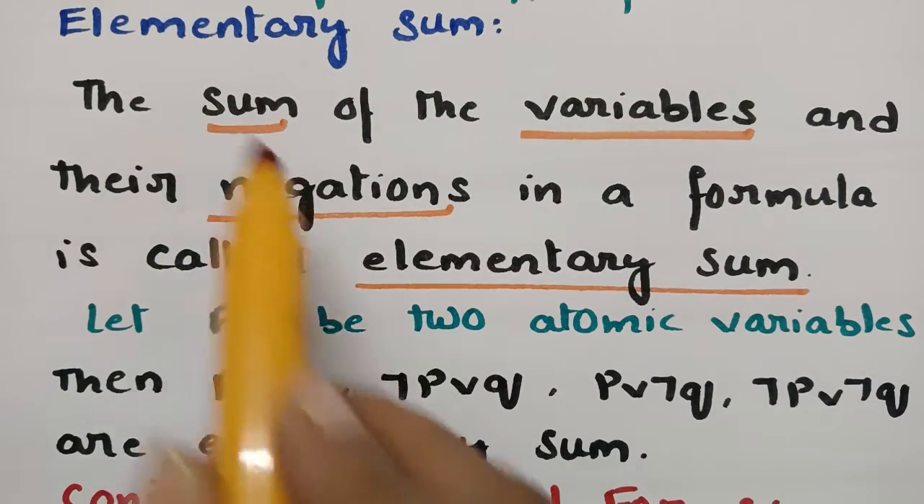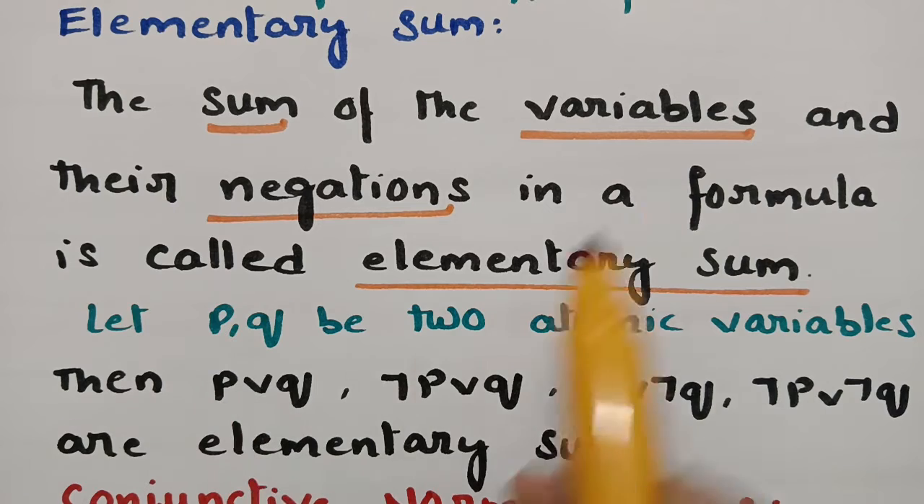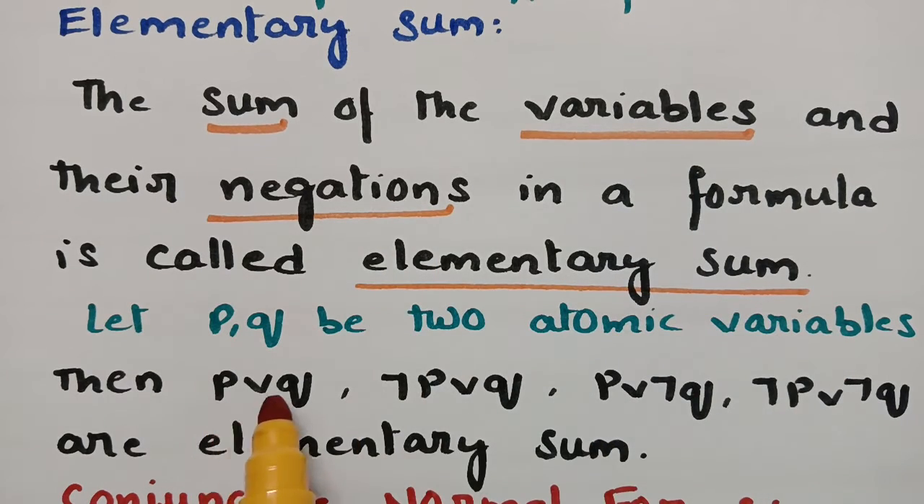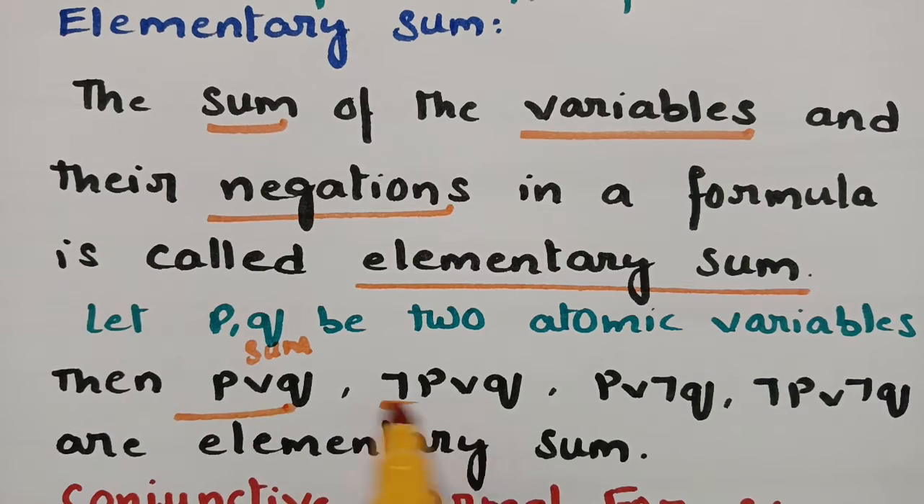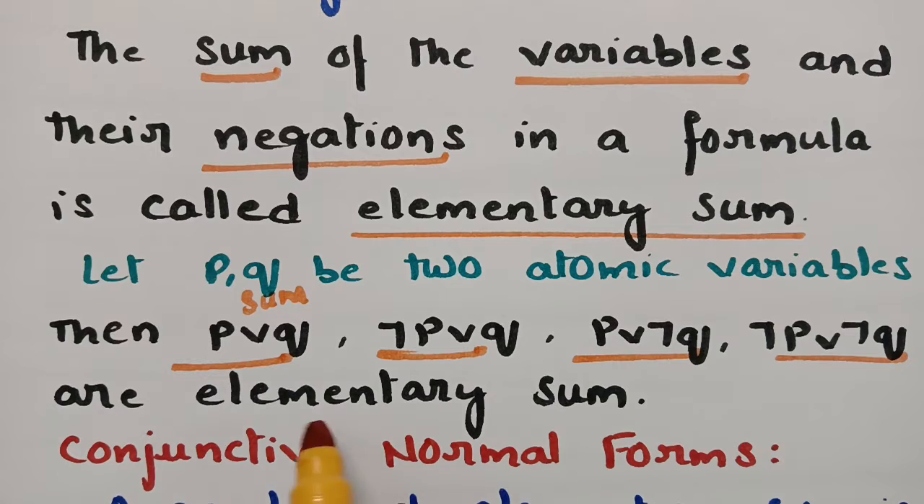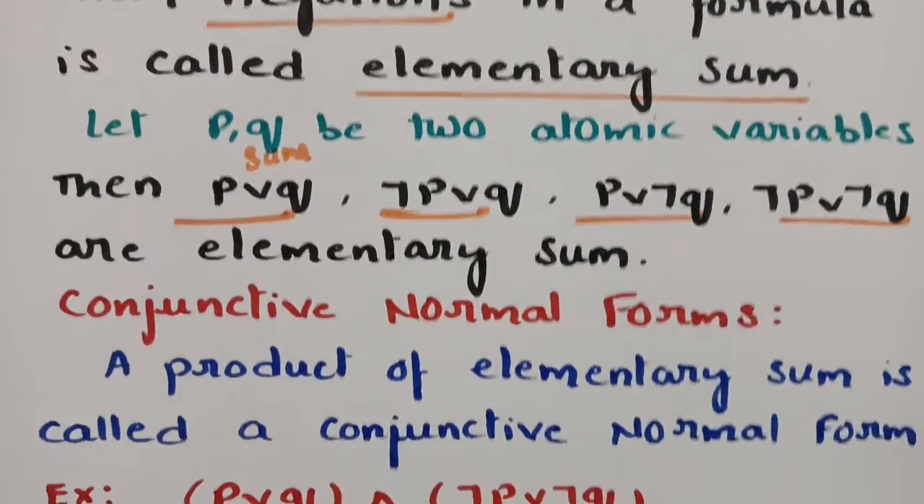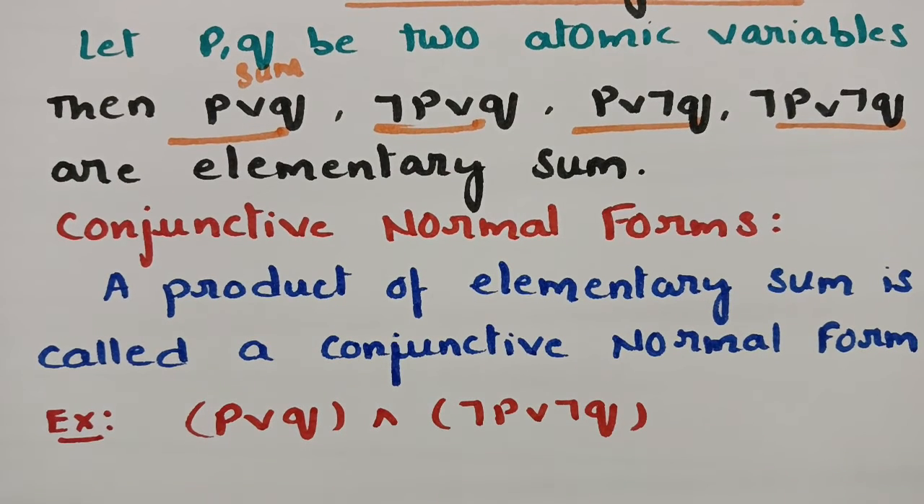This is the symbol for sum: the sum of the variables and their negations. This one is the sum between the variables or the negation of the variables and the variable. So these are all the possible sums for two propositions, and these are elementary sums. Why am I talking about elementary sums? Because conjunctive normal form is very easy if you understand this one.